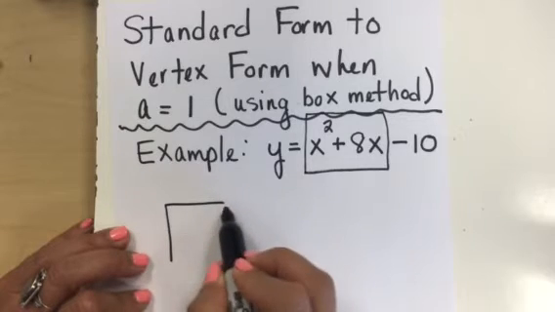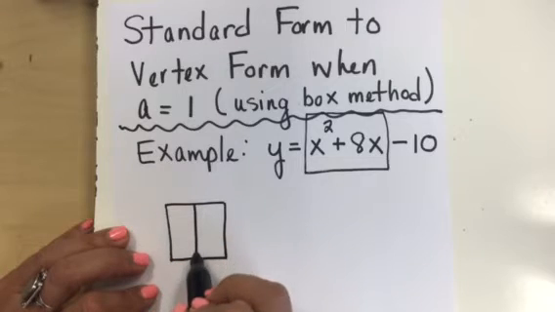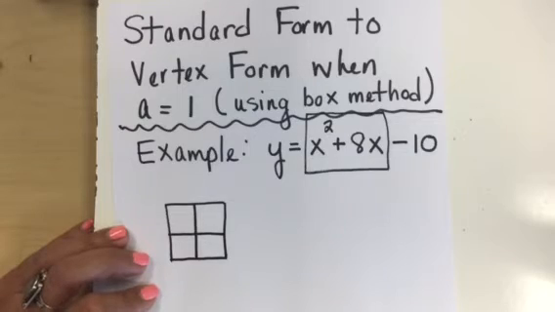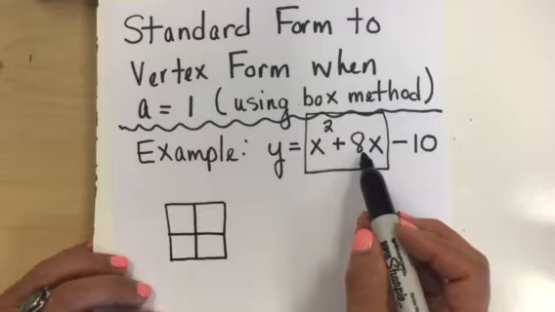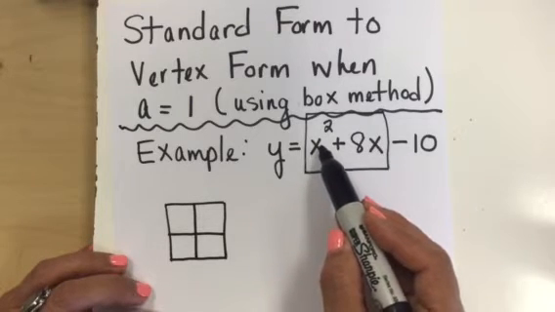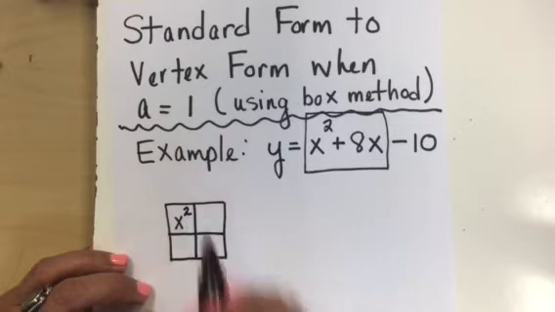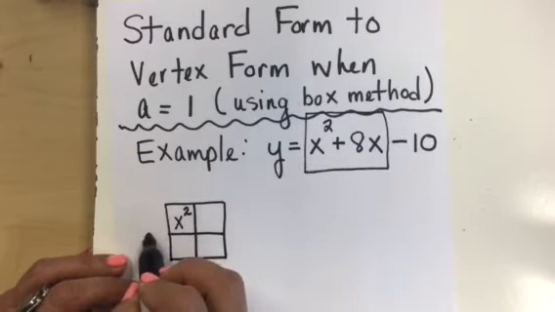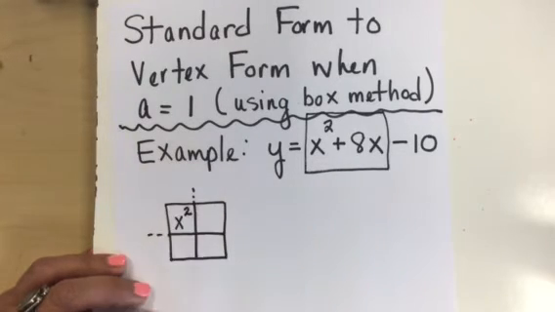So let's draw our square. It's not a real good square, but it'll do. Now the first thing we want to do is use this area model to represent our quadratic. So let's take our first term, x squared, and put it inside our first box here. Now, we're using an area model, so we need to know what the length and width of this square would be to determine what x squared would be.